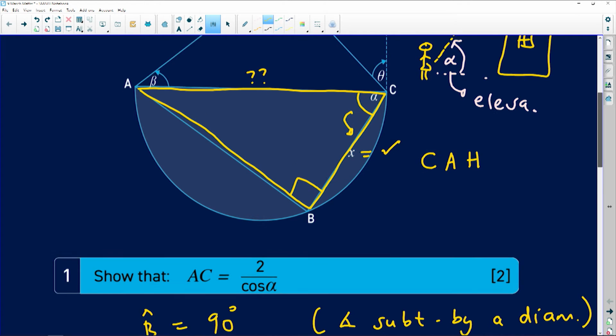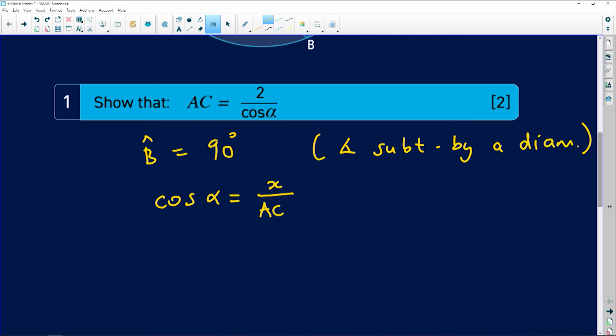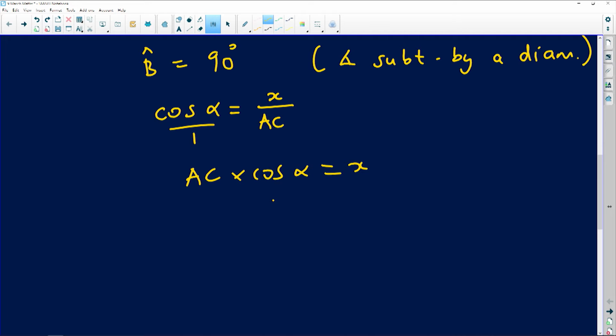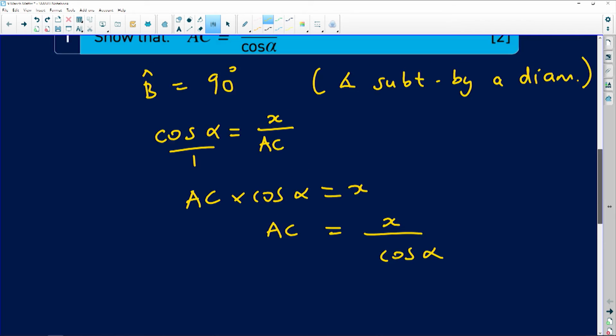So what I'm going to do is simplify what I'm looking at. If we cross multiply here, with cosine alpha over 1, you're going to get that AC multiplied by the cosine of alpha is equal to x. And then if you continue here, you will see that AC is simply going to be x divided by the cosine of alpha. Very important for us to keep that in mind.